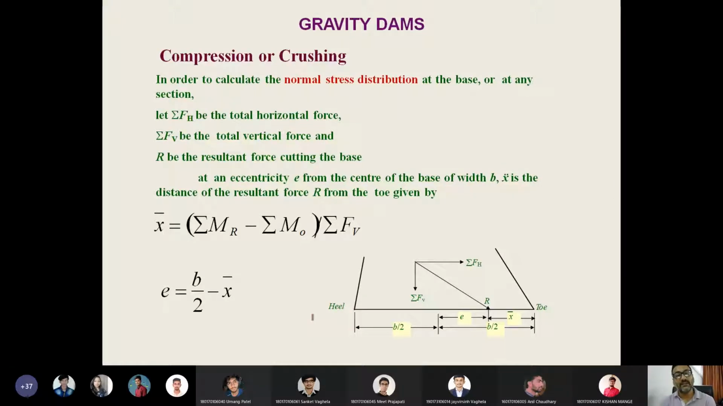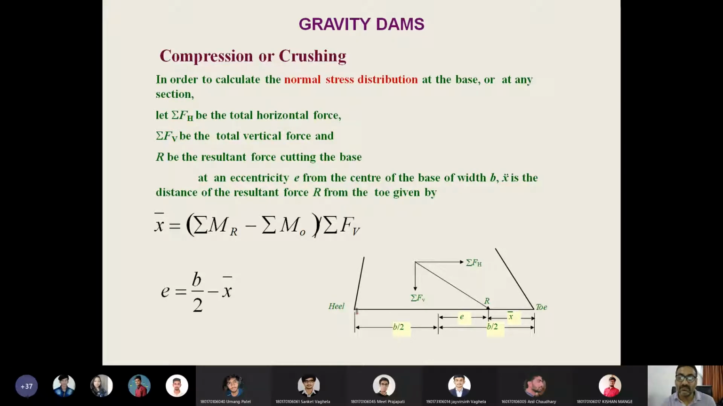Now the third type of failure, we are looking at the compression failure. This is a very interesting type of failure, and it will give you an understanding about the dam, the forces acting on the dam, and how things are to be calculated. Because in the first, what we have seen, overturning, we do the summation of the disturbing forces, or the forces which are causing the overturning, and the righting moment. In the second, we take the planes at different levels, but in crushing, the compression failure, we take the base of the dam.